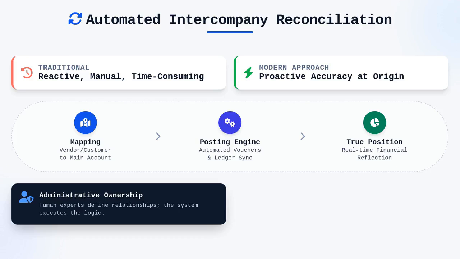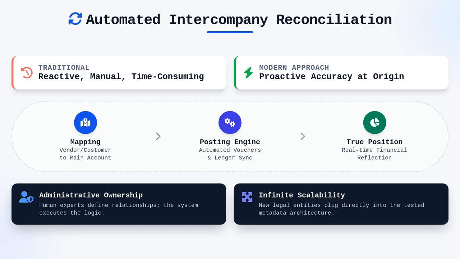It is worth noting that while the system automates these entries, the underlying responsibility for defining the relationships remains firmly with the financial administrators. We are essentially modeling our intercompany business processes within the metadata of the platform itself. This allows for scalability, as adding new legal entities simply requires mapping them into this existing, tested architecture.